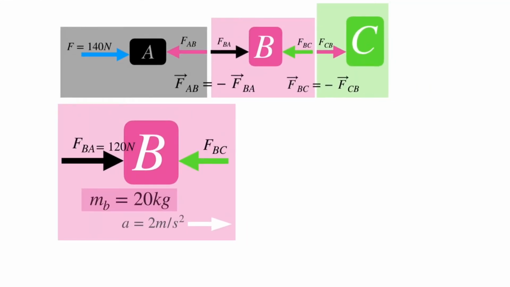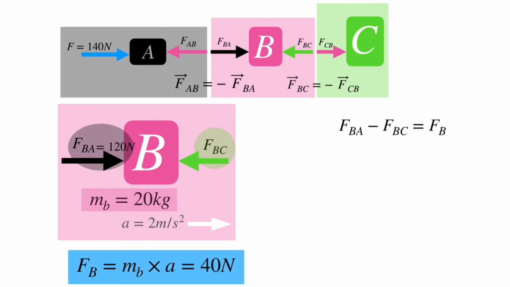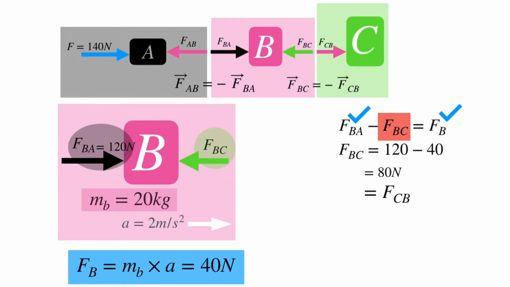Similarly, the difference between horizontal external forces on B gives the net horizontal force working on it. We have already measured the net force on B by using Newton's second law of motion. By putting in values of net force on B and F_BA, we will get the value of force on B by C. And this is the same as the force on C because of block B. Both of these forces are Newton's action-reaction pair.